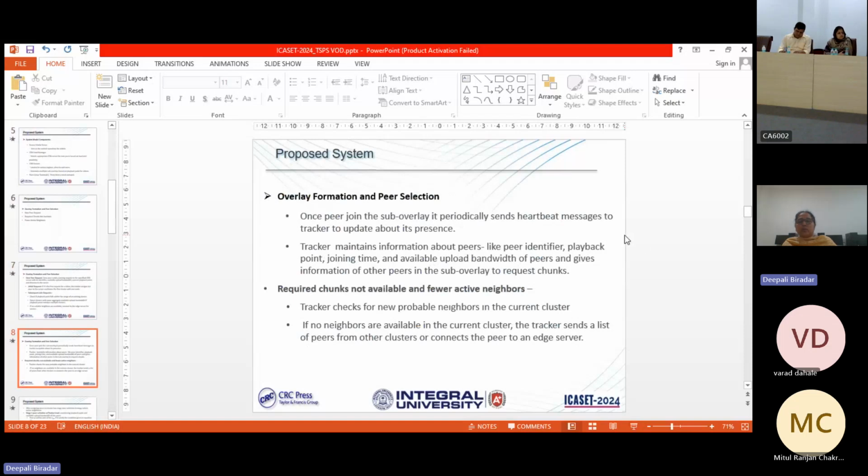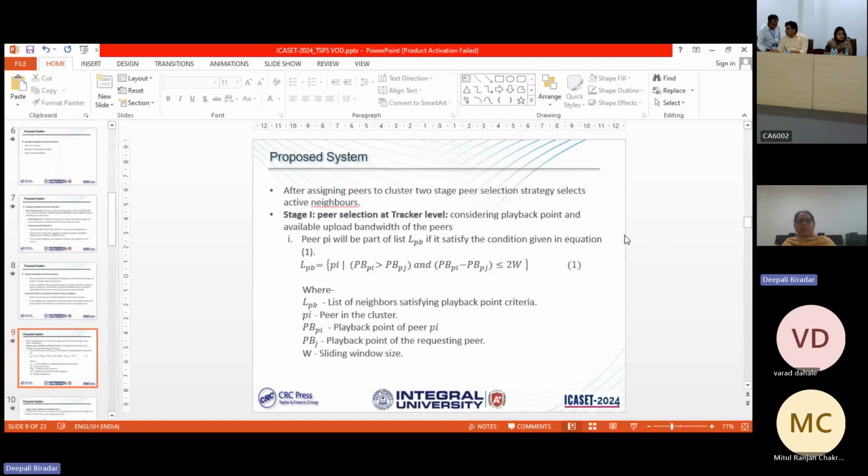If there are requests for chunks that are not available and fewer active neighbors are available, in that case, it will check for more neighbors in the same cluster. If they are not available, then it will check the neighbors in an adjacent cluster, or it will be assigned to the server. In this way, that particular data transfer will take place.